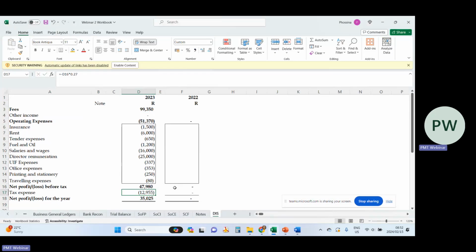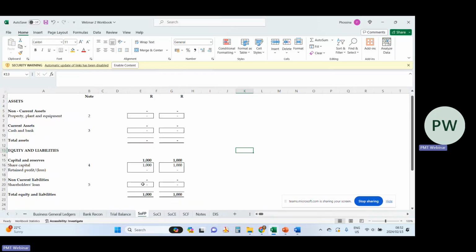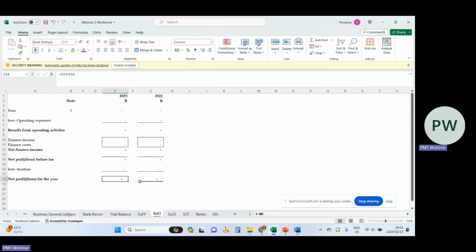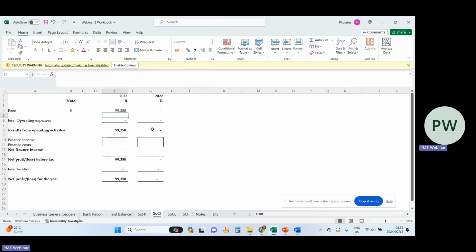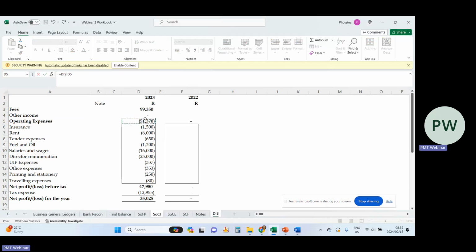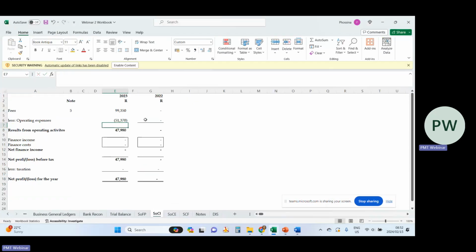So the detailed income statement feeds into our statement of comprehensive income. How does it feed? Our fee is the same. So it's picking our fees, and then our operating expense. Now these are summarized. So we are now summarizing, it is the summarized information.